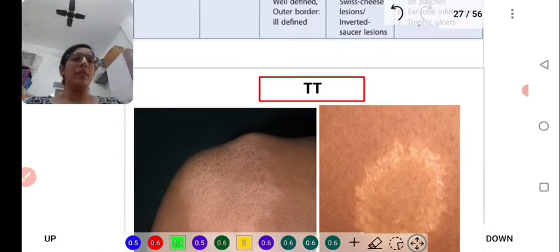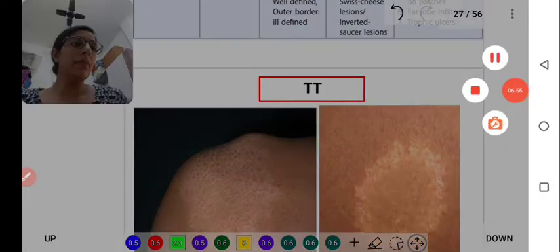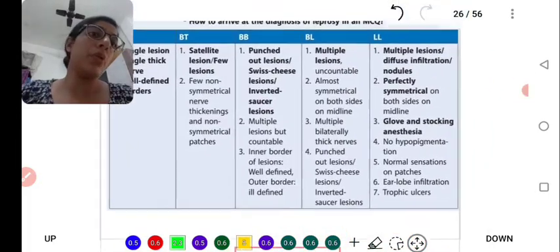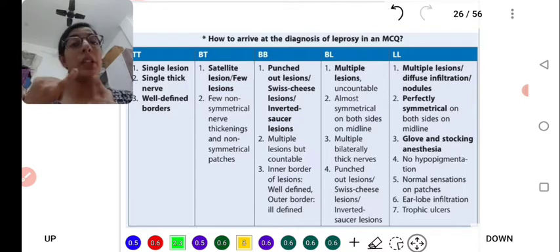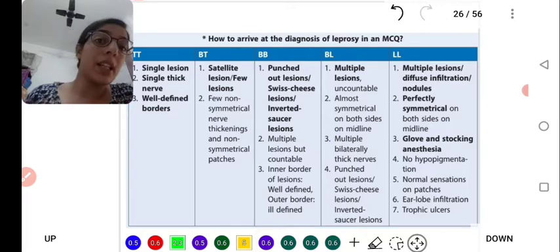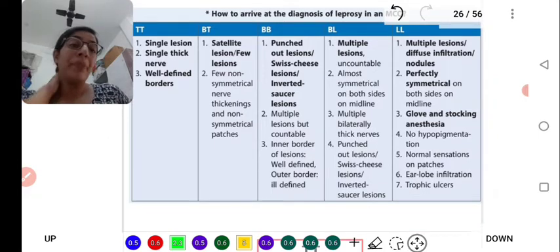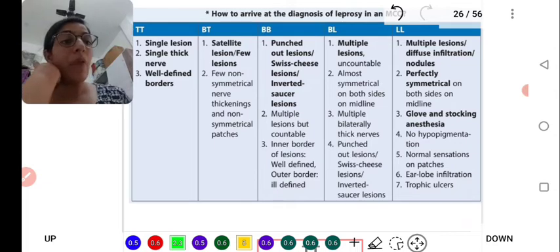Leprosy. The most important topic for leprosy: you have to learn what is paucibacillary, what is multibacillary, what kind of vaccines, how many nerves are involved, how many patches are involved in what is known as paucibacillary, and what drugs are used and for what time period the drugs have to be given.